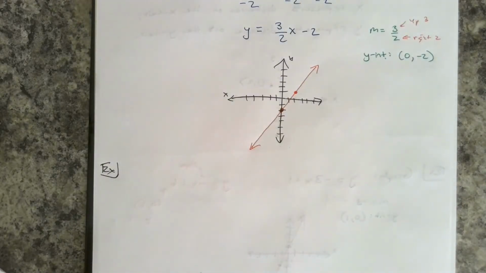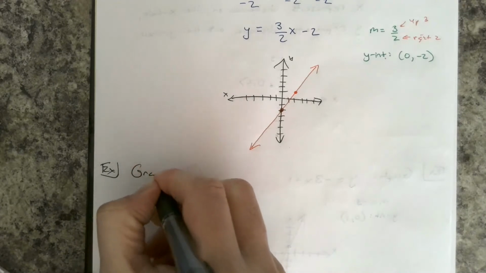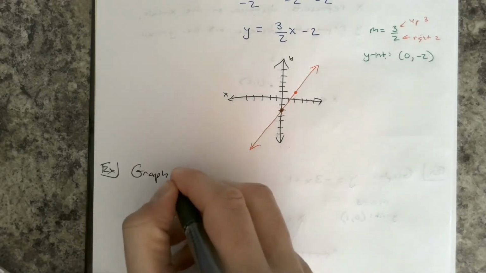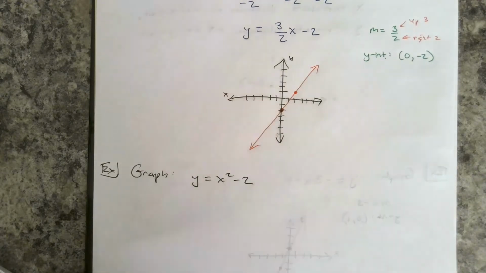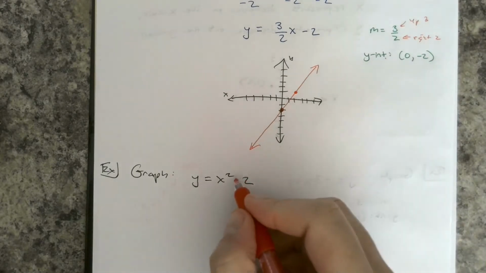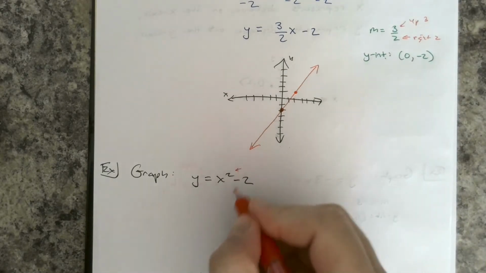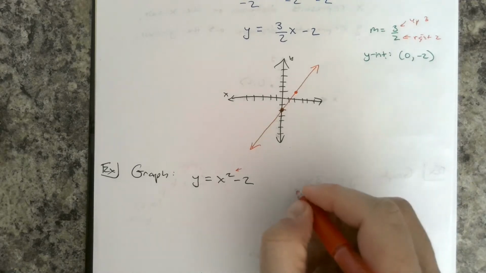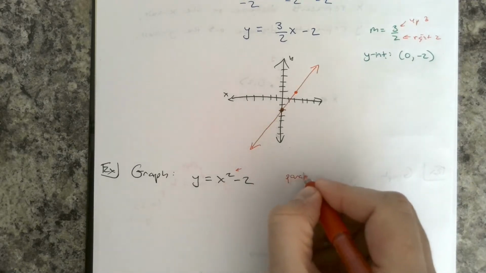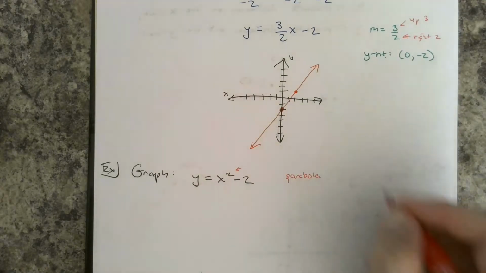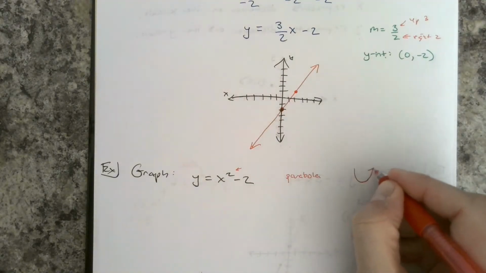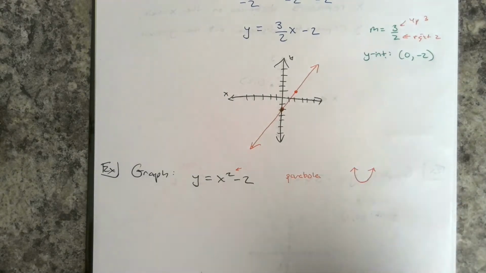So for this example, let's graph y equals x squared minus 2. The first thing you should notice is that the power on x is 2. The power of 2 tells you that it's going to be a parabola. So this tells us the graph has the shape of a parabola, and you should have seen parabolas before. They have a bowl type shape or a U-type shape, arrows on the ends.